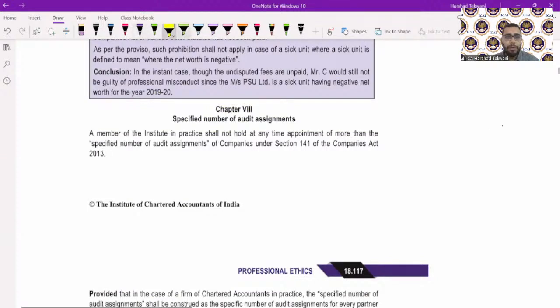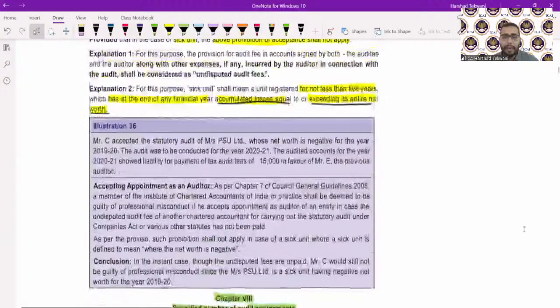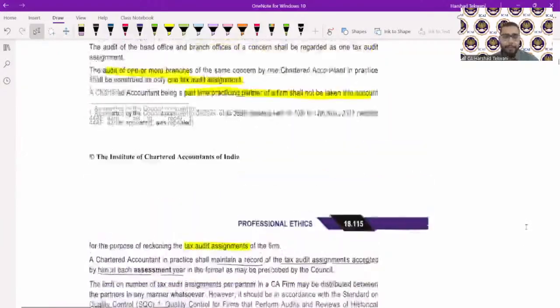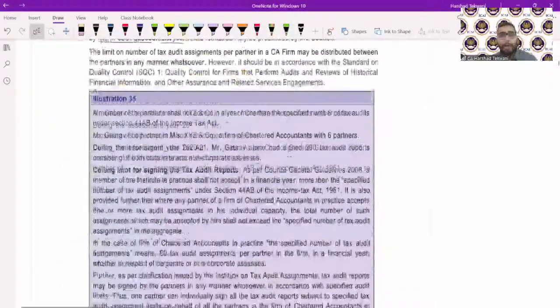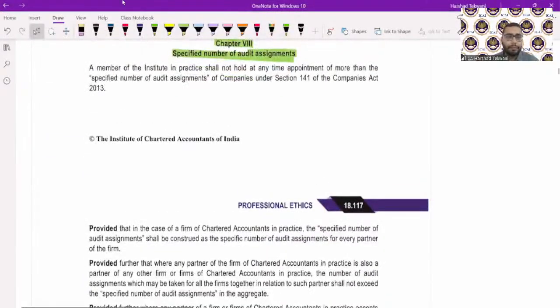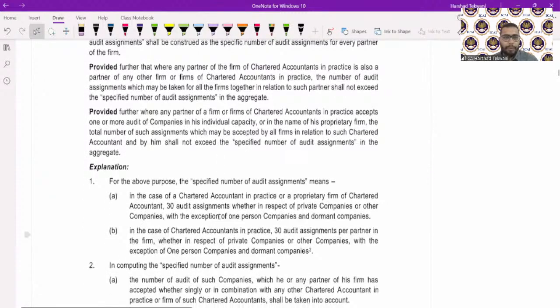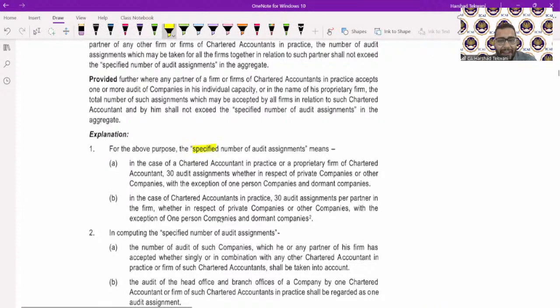Again, the next important one is chapter 8, specified number of audit assignments. Earlier we discussed in chapter number 6 tax audit assignments under section 44AB. Now chapter number 8 talks about specified number of audit assignments of the Companies Act under section 141 of the Companies Act. So we are talking about company audit. What is the specified number? The specified number of audit assignments means 30 audit assignments in respect of private companies or other companies.